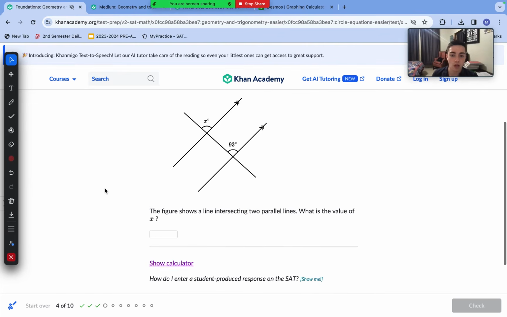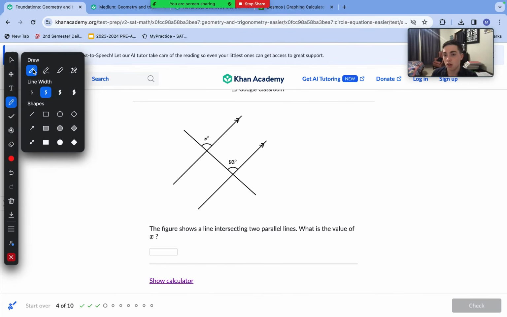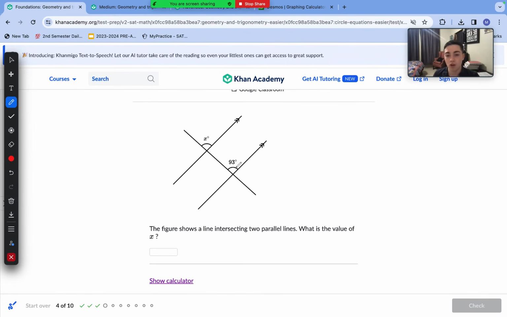The figure shows a line intersecting two parallel lines. What is the value of x? So in this transversal here, we might notice that these are corresponding angles. In this sector, it is the top right. In this sector, it is also the top right. They are corresponding angles, and from geometry, we need to remember that corresponding angles are congruent. So that means that x is equal to 93 degrees. On to this next one.